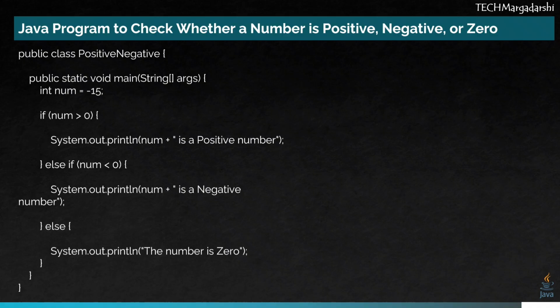In this example, the value is minus 15. So the output will be minus 15 is a negative number. This program is a great example to understand conditional statements and comparison operators in Java.